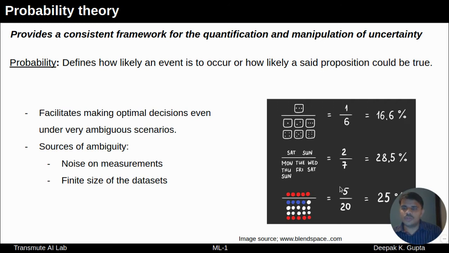So why do we need it? It facilitates making optimal decisions even under very ambiguous scenarios. And where does this ambiguity come from? The ambiguity can be of two types. It can be noise from the measurements, and the other one can be because of the finite size of the data set. If you have only very few samples in your data set, you can never be sure what the underlying model is. And that unsureness that we are referring to is actually the ambiguity. And there we assign uncertainty through the probability.